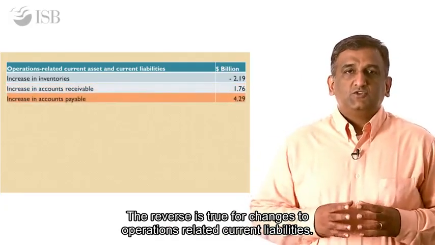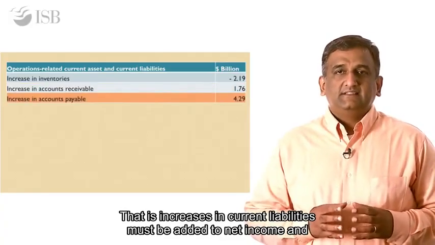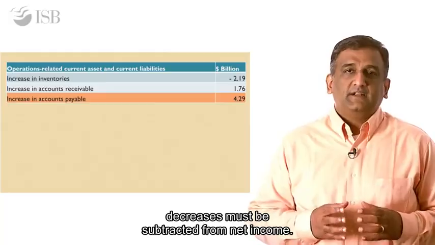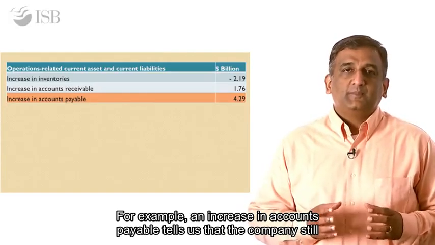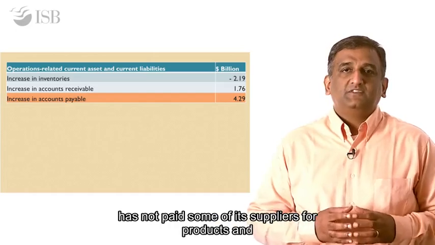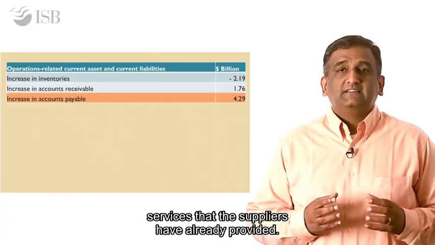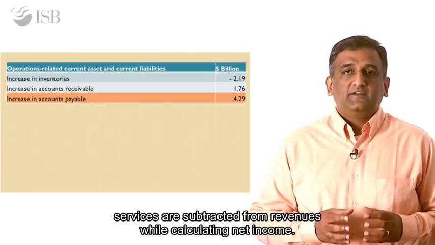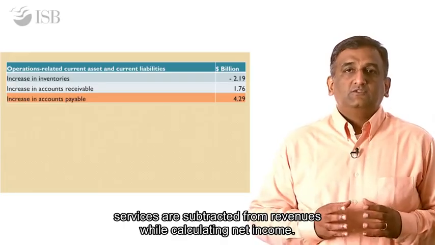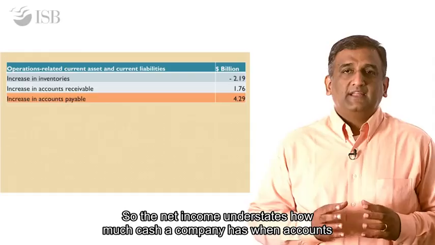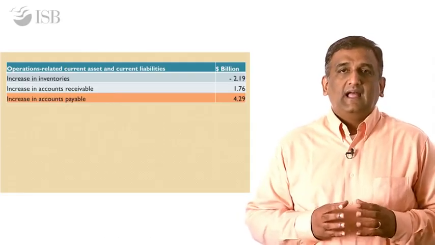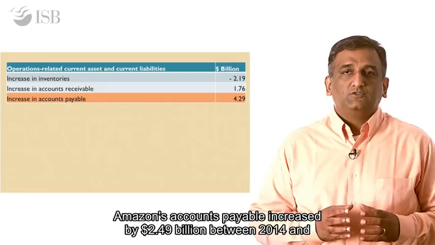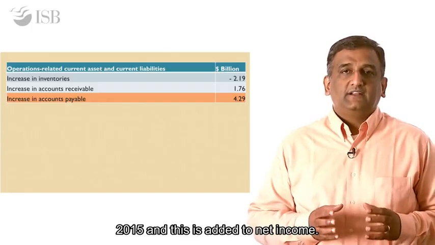The reverse is true for changes to operations related current liabilities. That is, increases in current liabilities must be added to net income and decreases must be subtracted from net income. For example, an increase in accounts payable tells us that the company still has not paid some of its suppliers for products and services that the suppliers have already provided. However, the cost of these products and services are subtracted from revenues while calculating net income. So the net income understates how much cash a company has when accounts payable increases. Amazon's accounts payable increased by $4.29 billion between 2014 and 2015, and this is added to net income.